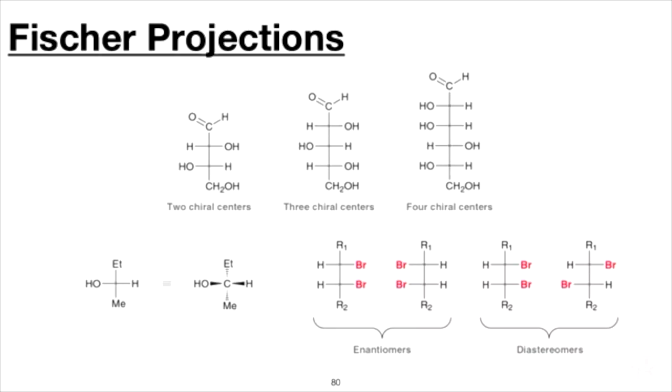And the reason why we still talk about it today, even though I bet it was first published like 80 years ago or something, is because it does make finding enantiomers and diastereomers pretty easy.